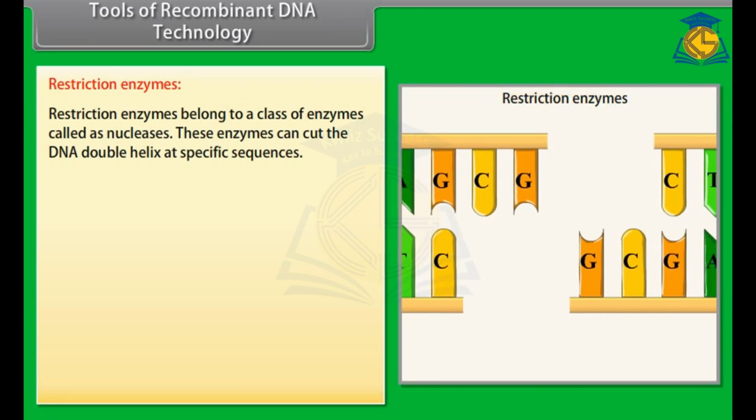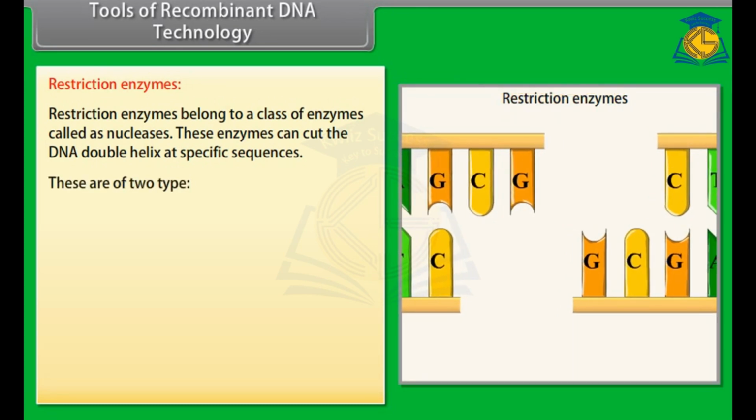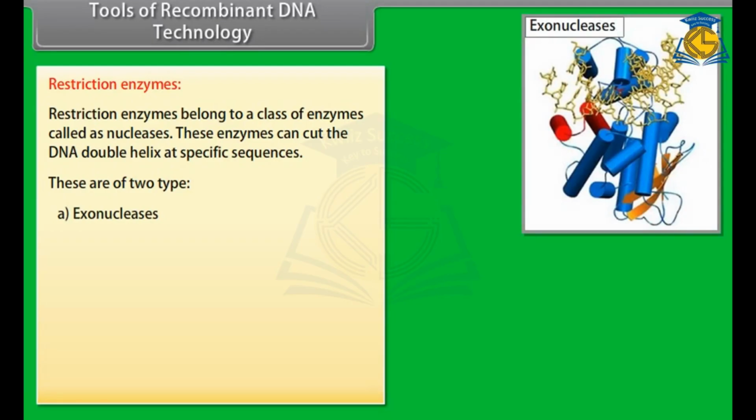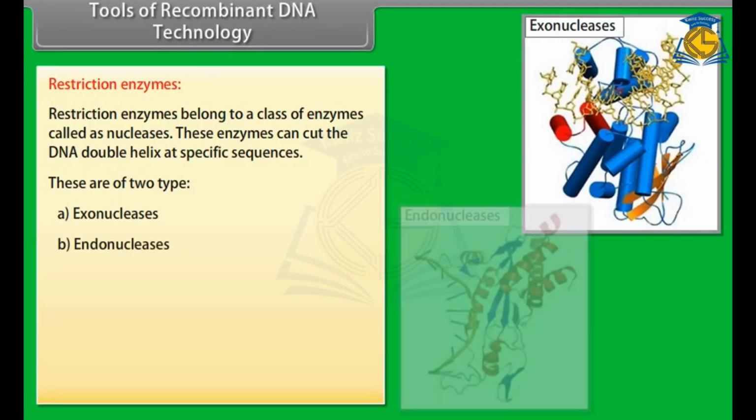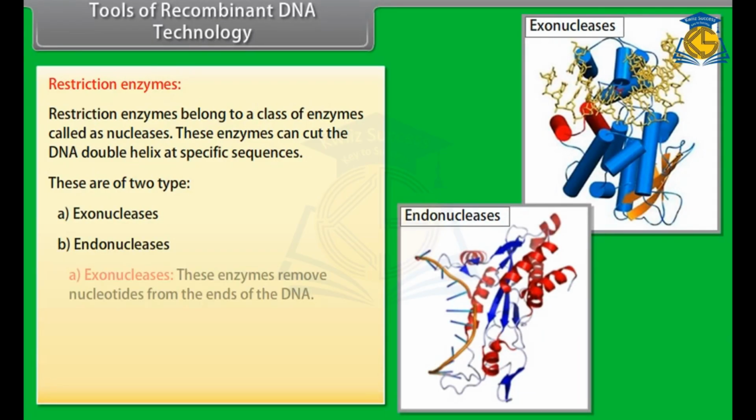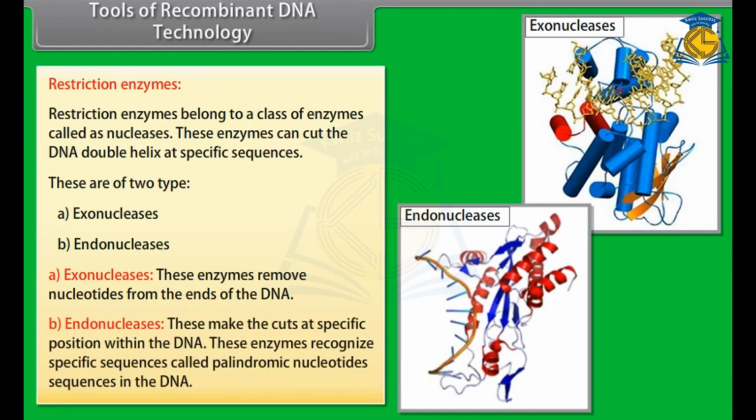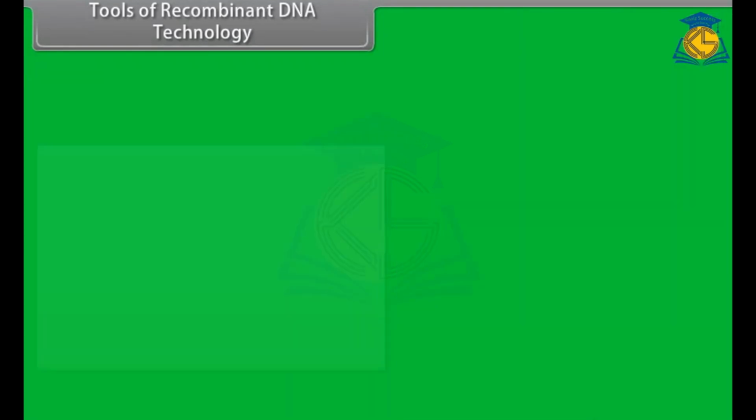at specific sequences. These are of two types: exonucleases, endonucleases. Exonucleases. These enzymes remove nucleotides from the ends of the DNA. Endonucleases. These make the cuts at specific position with the DNA. These enzymes recognize specific sequences called palindromic nucleotide sequences in the DNA.